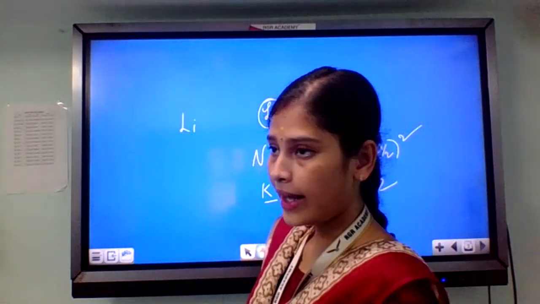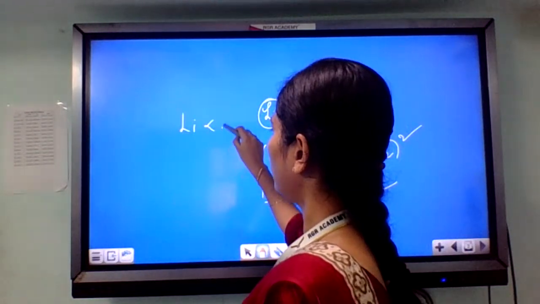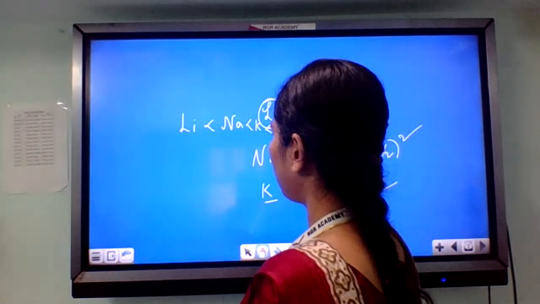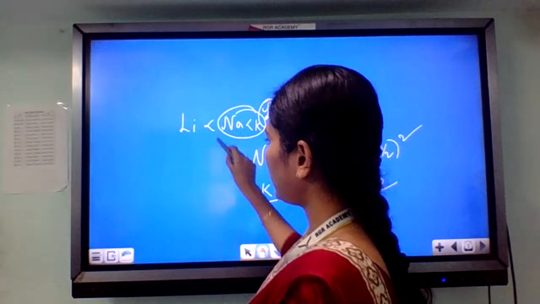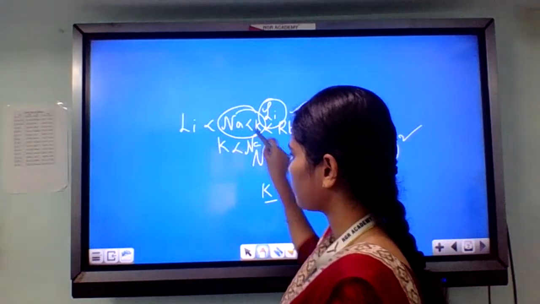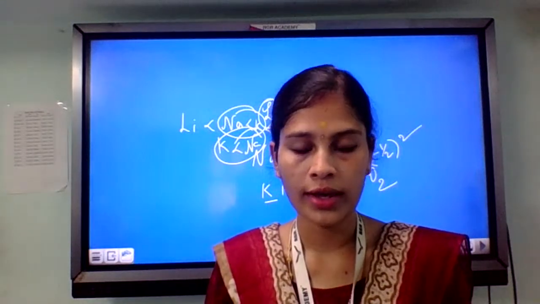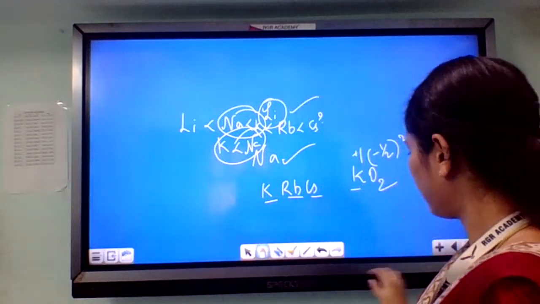Lithium, and after that which will come? Sodium, then potassium, rubidium, cesium, like that. But here one exception: potassium is lighter than sodium. So like that, these exceptional points are very important. Okay, that will be asked.